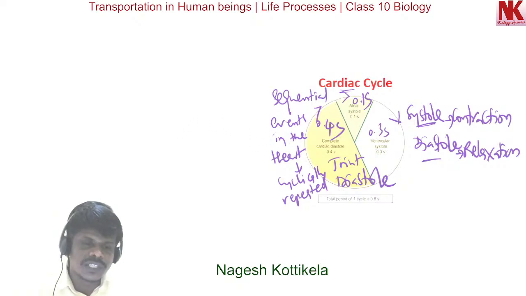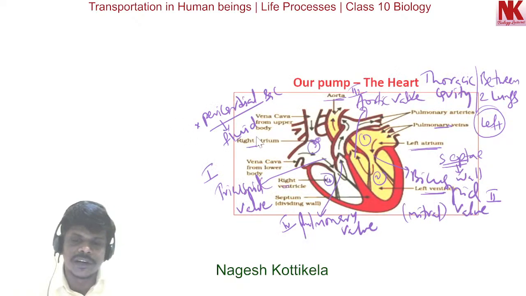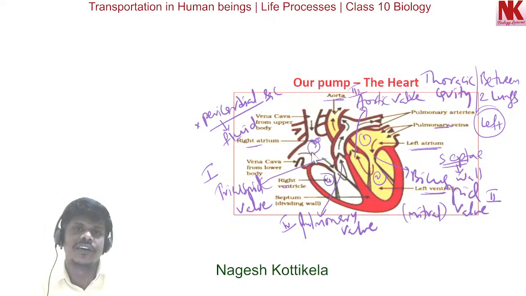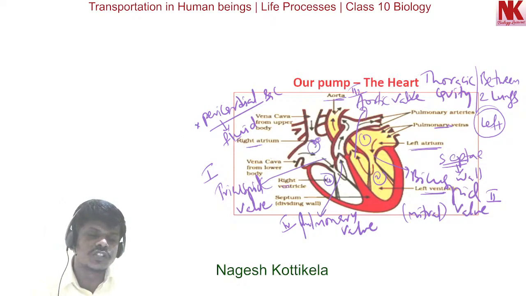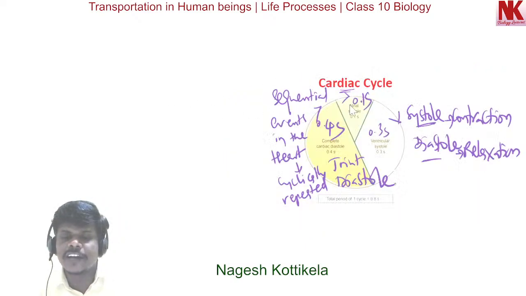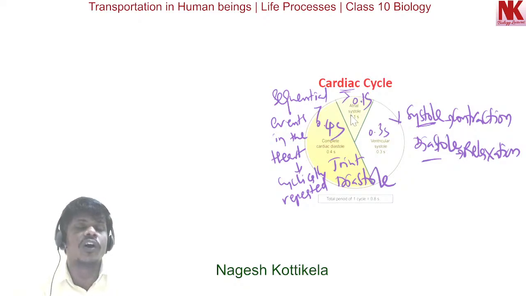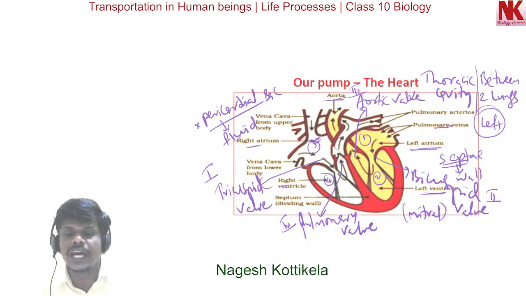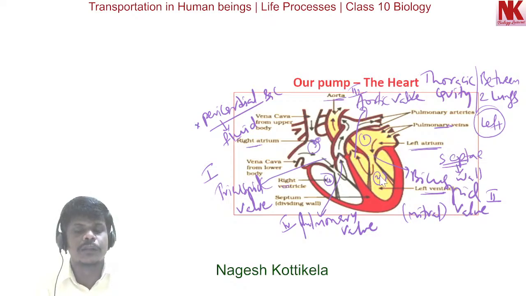Here in this diagram, you will understand better. During joint diastole, all these chambers are relaxed, and as a result, oxygenated blood enters the left auricle and deoxygenated blood enters the right auricle. The second event in the cardiac cycle is atrial systole, meaning the auricles contract. When this auricle contracts, the blood flows into the ventricle. When this one contracts, the blood flows into the ventricle.